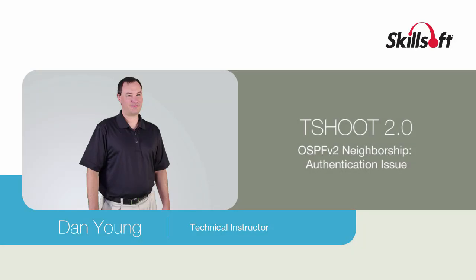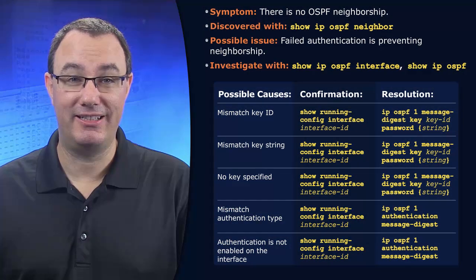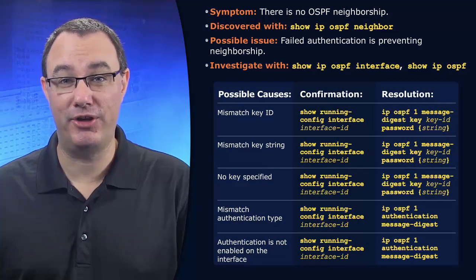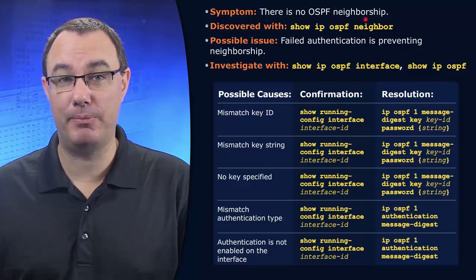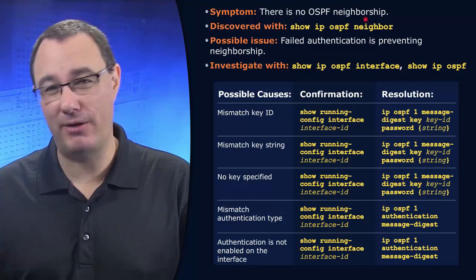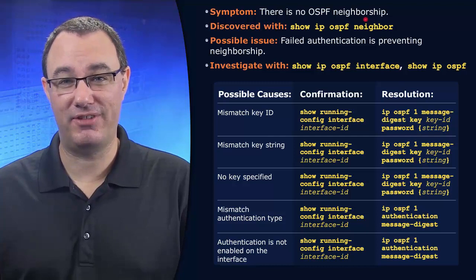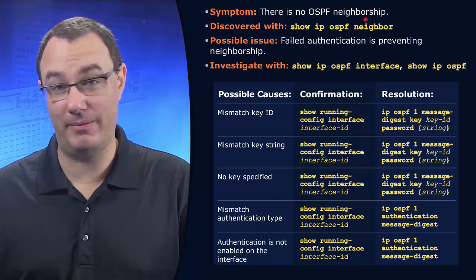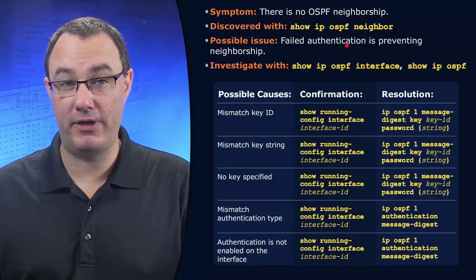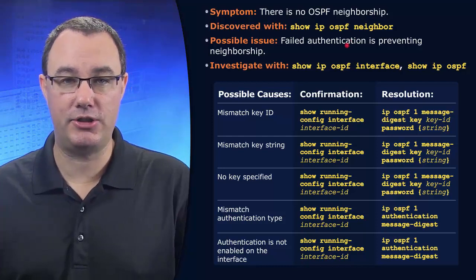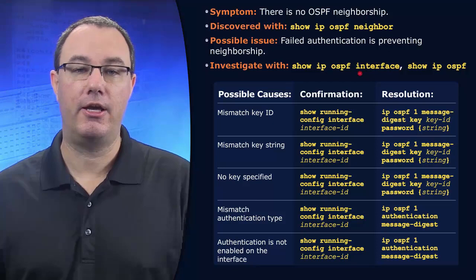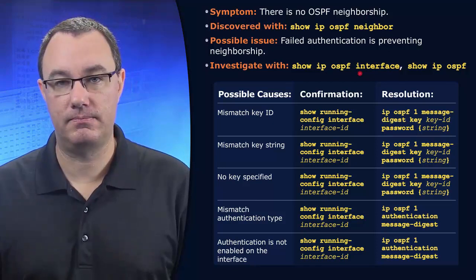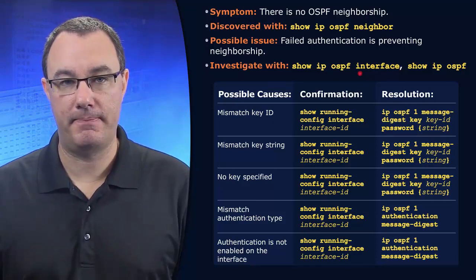OSPF, like all of the key routing protocols, supports authentication. And authentication is about controlling neighborship. It's not about route filtering. So if there's anything wrong with the authentication config, you won't have neighborship. So failed authentication can absolutely cause you to not have a neighborship.